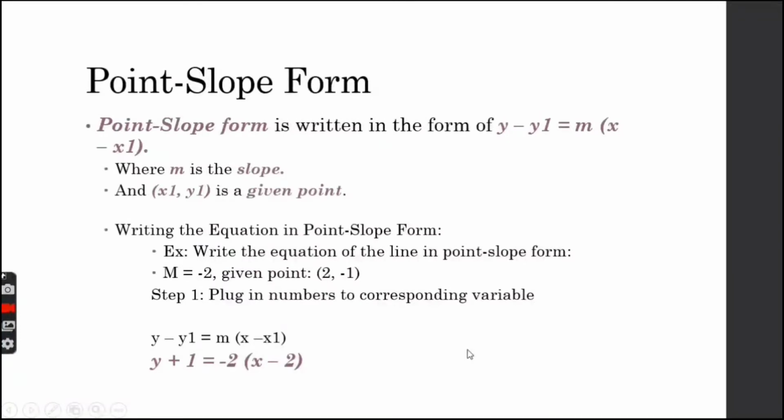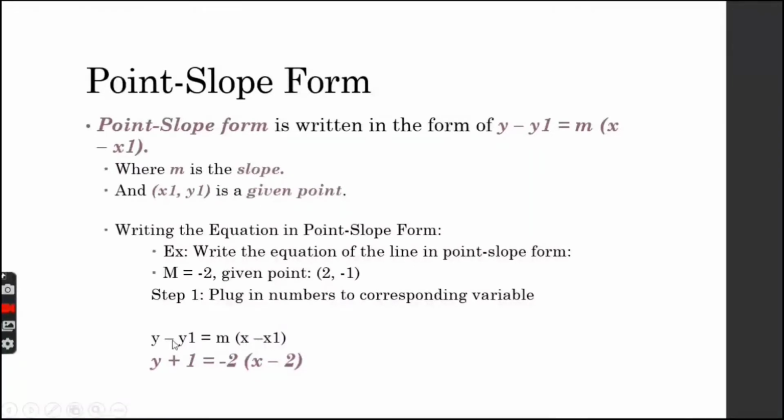And then lastly, we have point slope form. This form is very useful when they give you a point and a slope. All you have to do is plug in those values into the formula. So we have y minus y1 equals m times x minus x1. x1 and y1 is the given point, and m is your slope. So let's look at an example. It says write the equation of the line. So I have a slope of negative 2 and a point of 2 comma negative 1. So all I have to do is plug in these numbers into the corresponding variable.